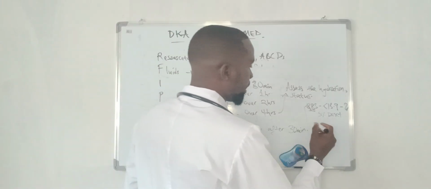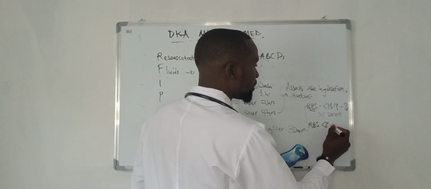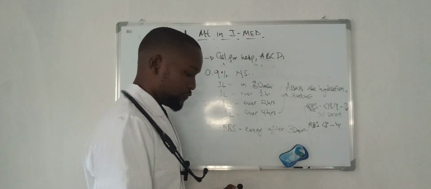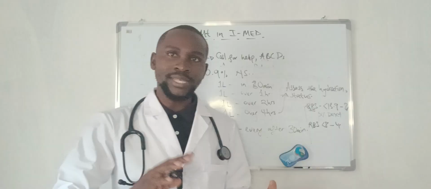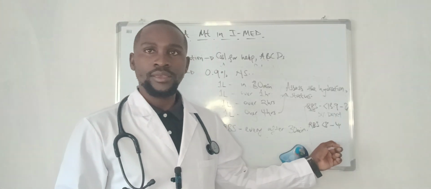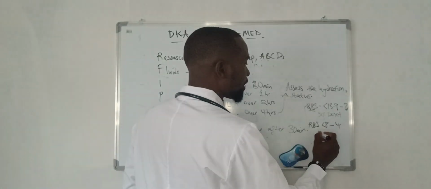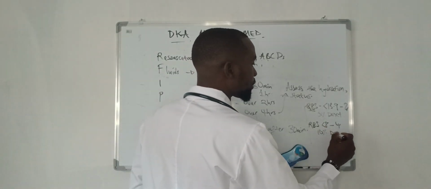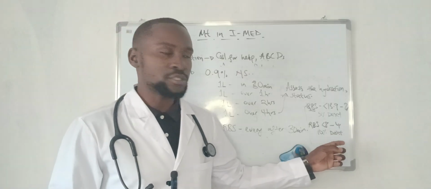When the RBS falls below 8, between 4 and 8 millimoles per liter, you are supposed to switch the fluid and start the patient on 10% dextrose. That's the IV fluid you are going to start giving this patient.